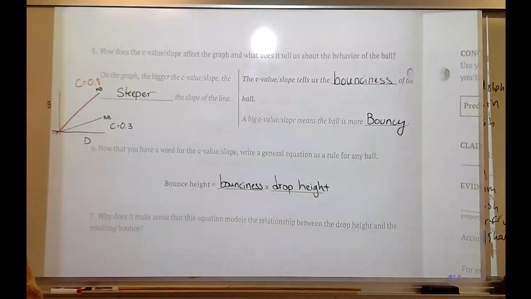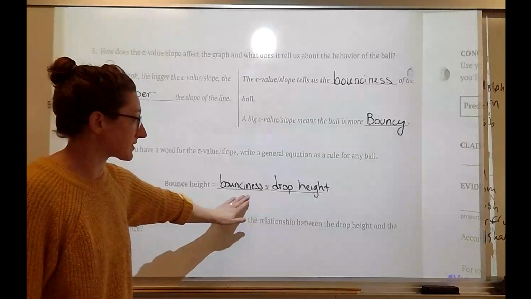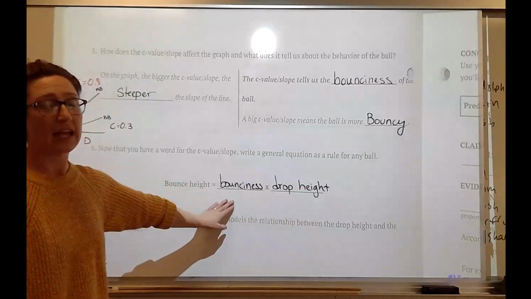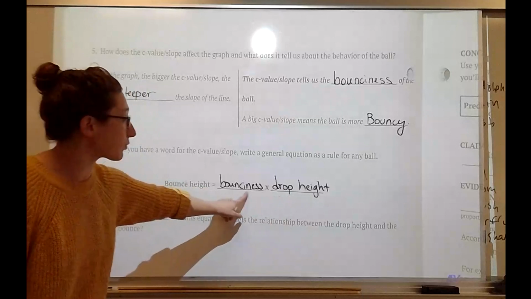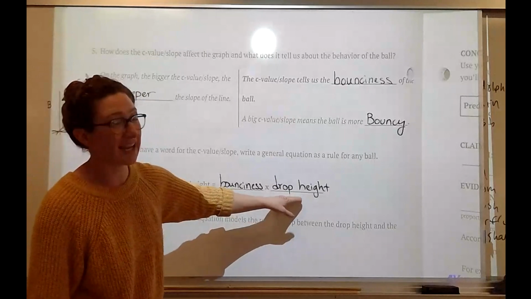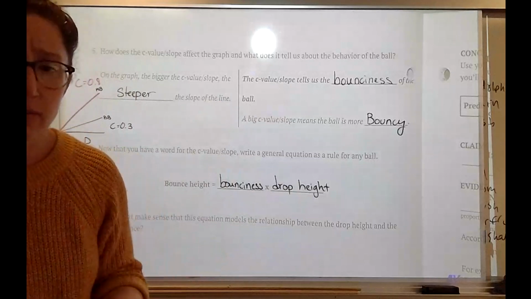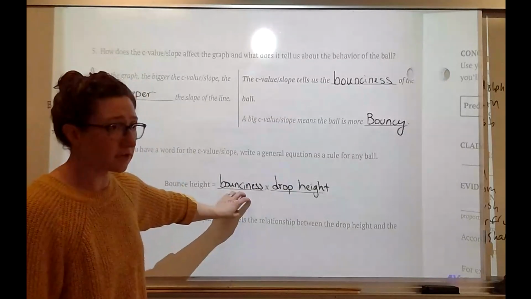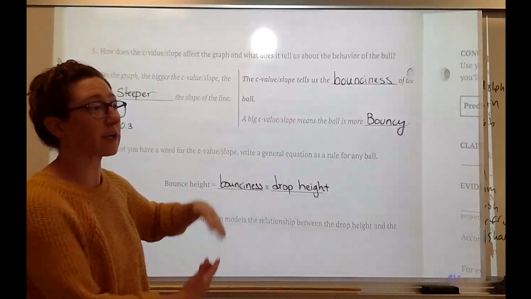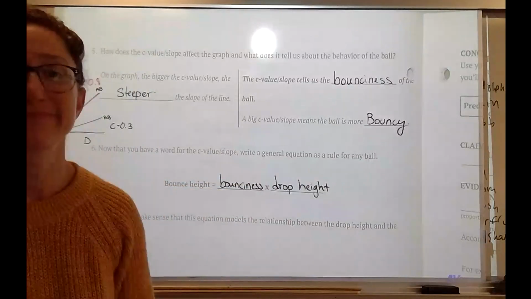But why does it make sense that this equation models the relationship between drop height and the resulting bounce? Well, the bounce height is equal to the bounciness times drop height. So if we have a not bouncy ball, we're going to have a really small number for bounciness. That would mean that when we drop it from any height, we're not going to get very much of a bounce. You can put that into your own words. But the bouncier the ball, the bigger this number, the higher it will bounce based off of any drop height. I hope that helps.